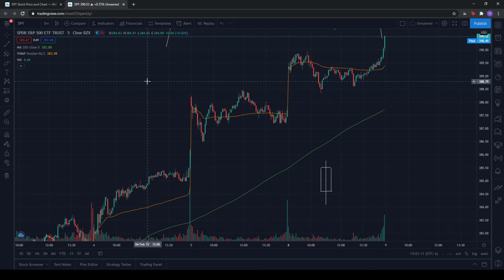Don't rely solely on indicators. Like I said at the beginning of the video, as traders, we need to use as much data as we can to make our decisions. So that's really what these indicators are.